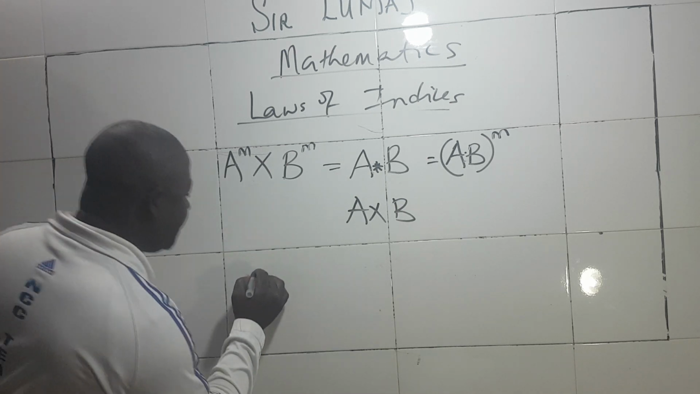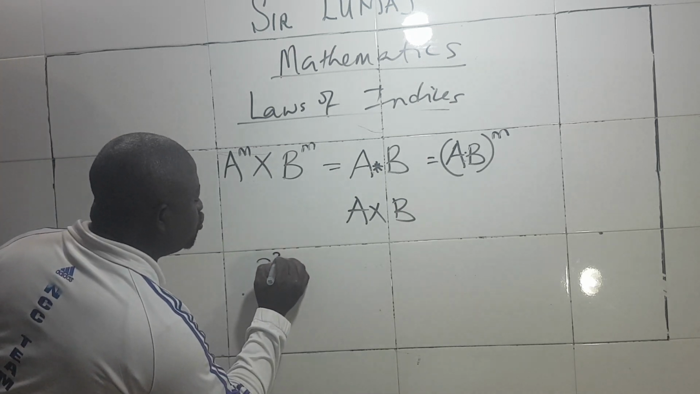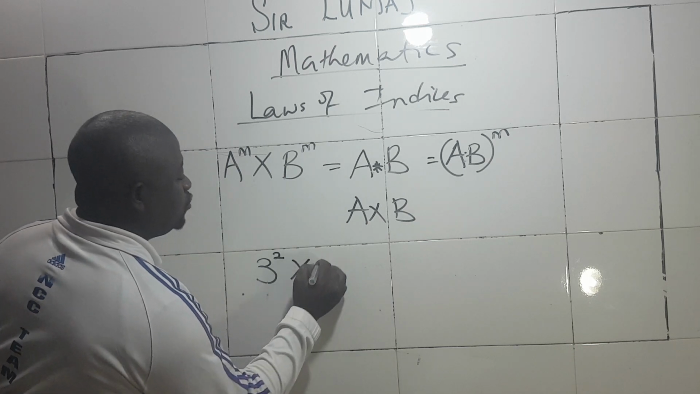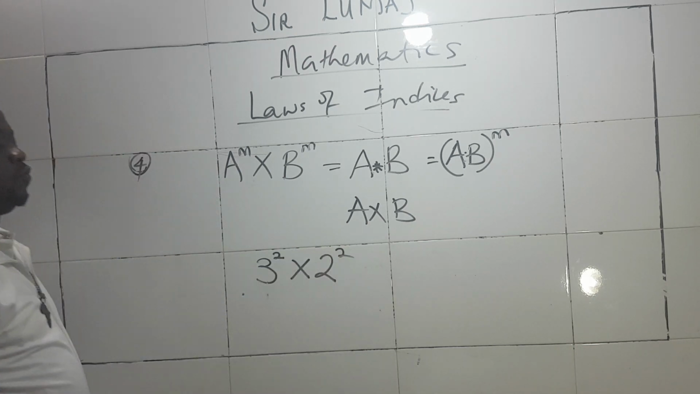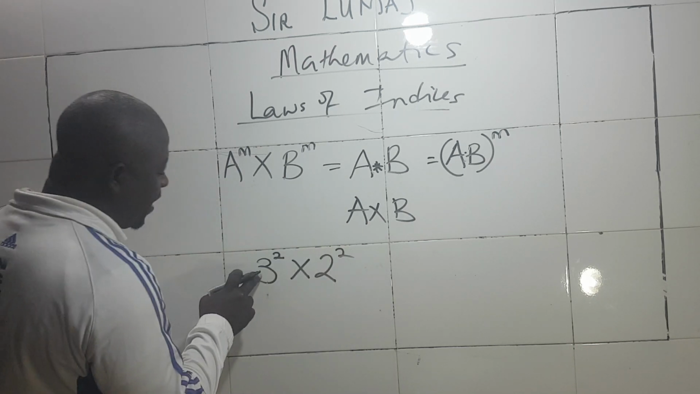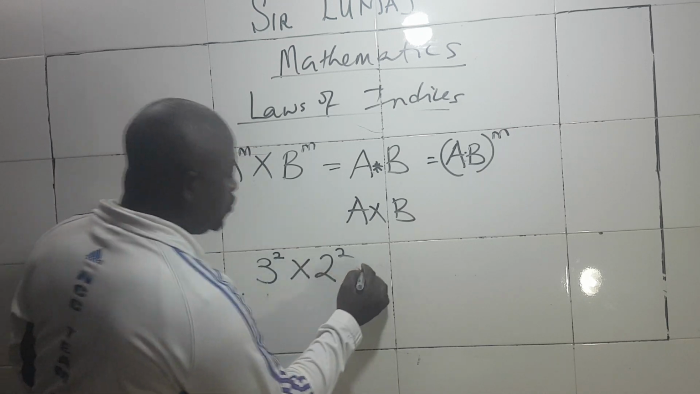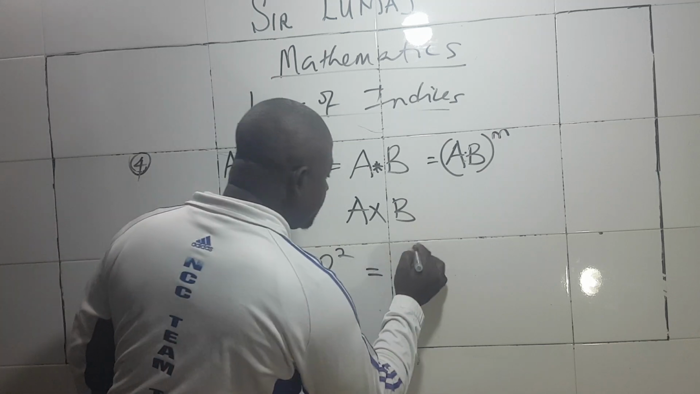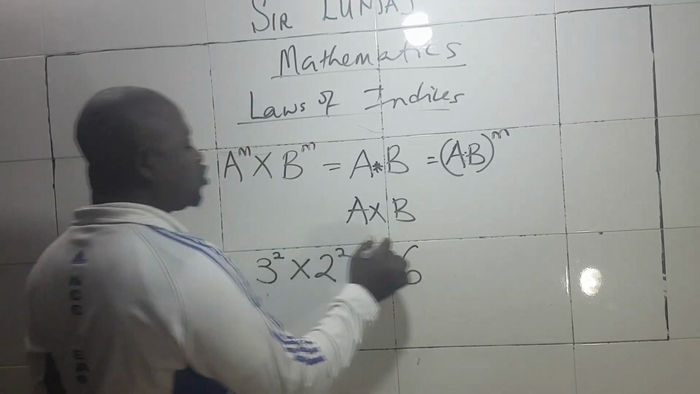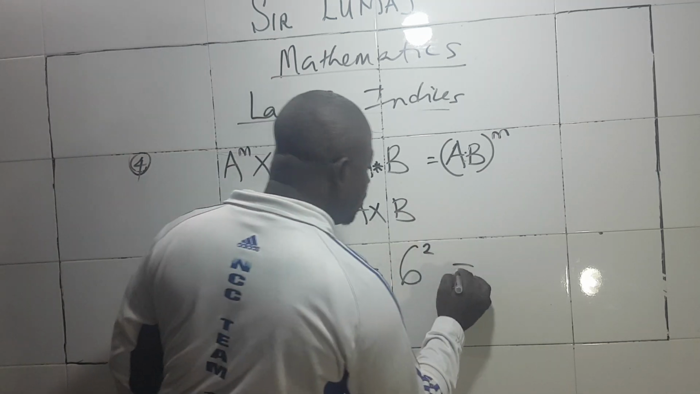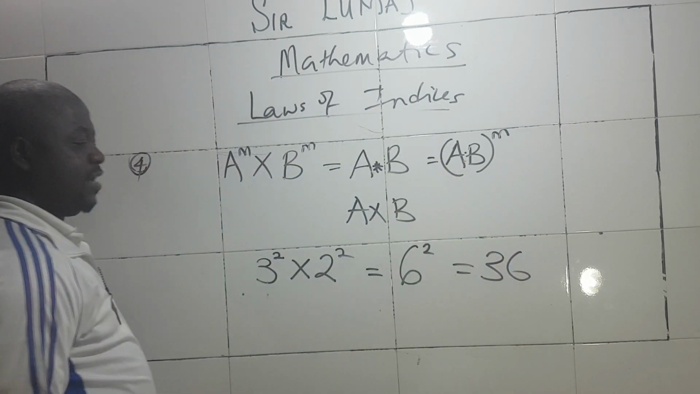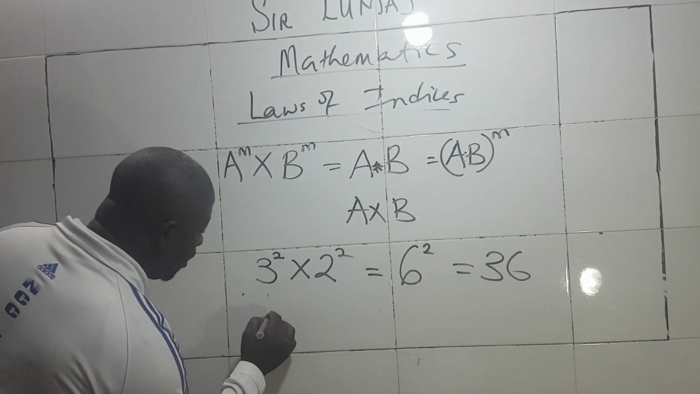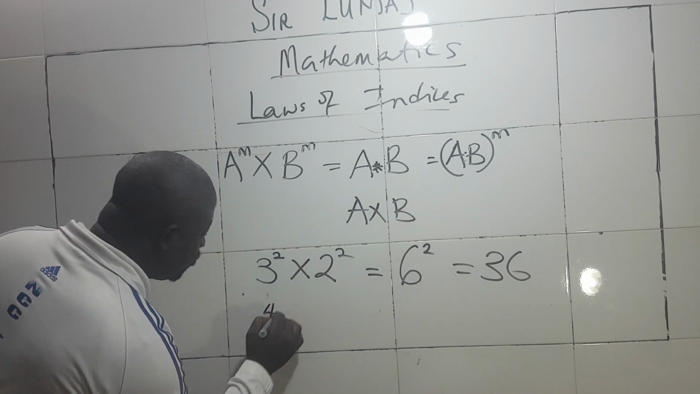For instance, let's have 3 raised to power 2 times 2 raised to power 2. The rule says that what? Multiply 3 by 2. Then retain one of the powers. So it will be 3 times 2, 6. Then raised to power what? 2. So the answer is what? 36.